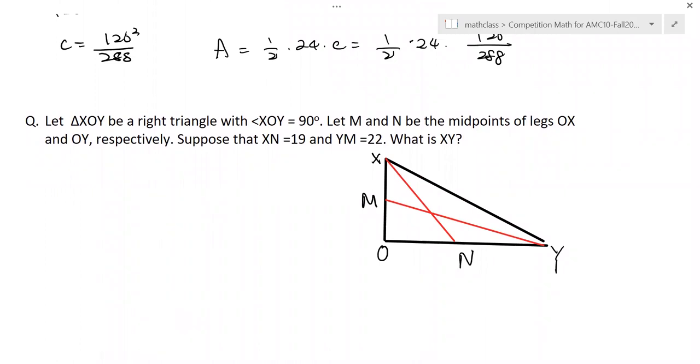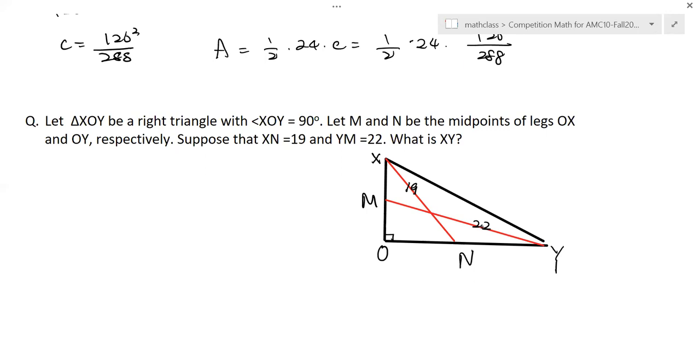So take a look at this problem first. It's also a right triangle, right? A right triangle XOY. Okay, M and N are midpoints of the legs OX, OY. Suppose XN equals 19, and YM equals 22. I want to find XY. So how do you solve this type of problem? We have to use the Pythagorean theorem, right?